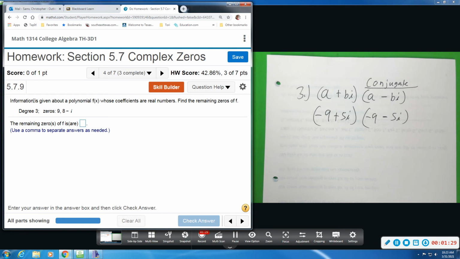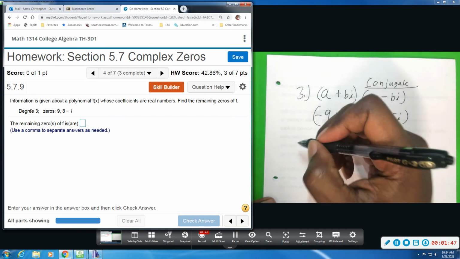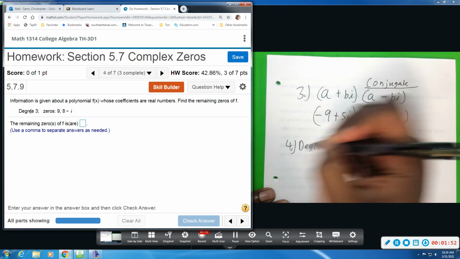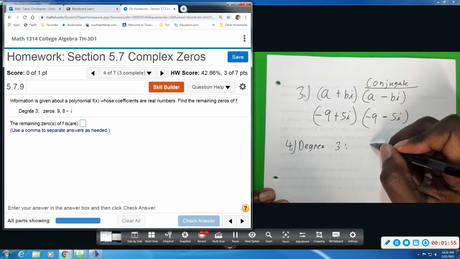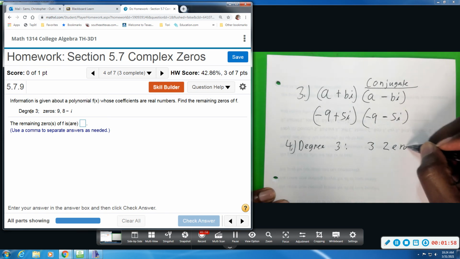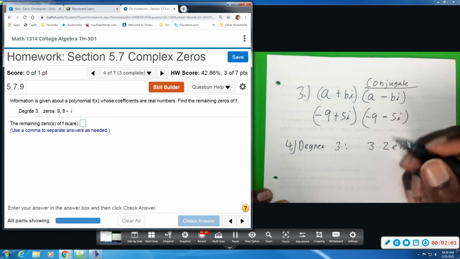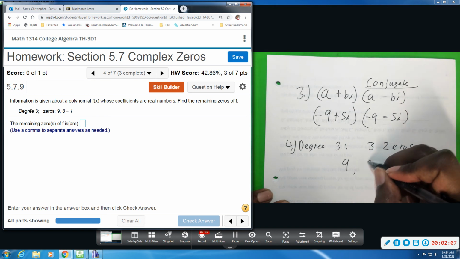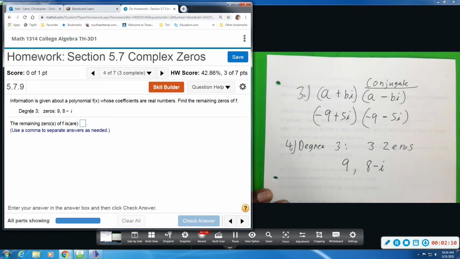Okay, number 4 says, given the information about the polynomial whose coefficients are real numbers, we're going to find the missing zeros of f. So they tell us degree 3, which means we have 3 zeros. And they give us 9 is a zero, and then they give us 8 minus i is a zero.